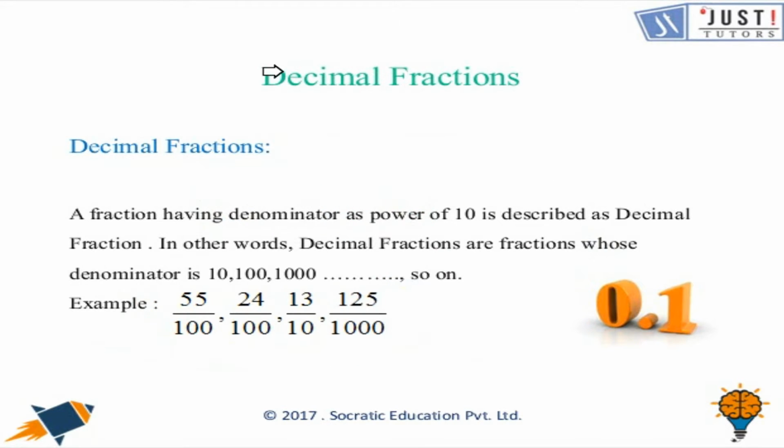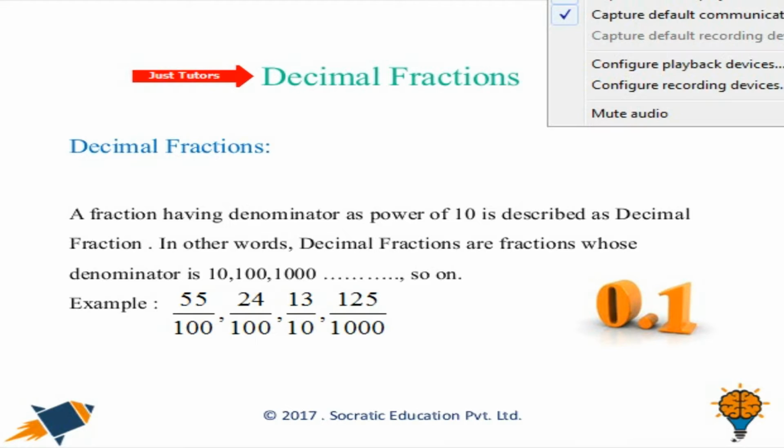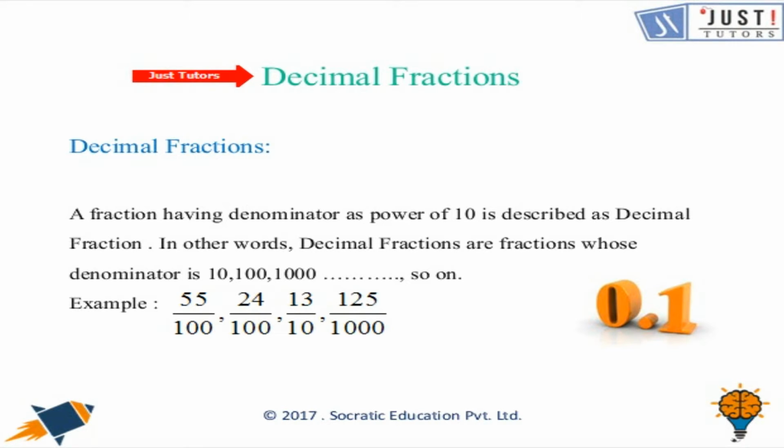Moving ahead, let's talk about decimal fractions. A fraction having a denominator that is a power of 10 is described as a decimal fraction. In other words, decimal fractions are fractions whose denominator is 10, 100, 1000, and so on. You can have a look at the examples written below. All these are fractions with a denominator of either 10 or 100 or 1000. So these are what we know as decimal fractions.